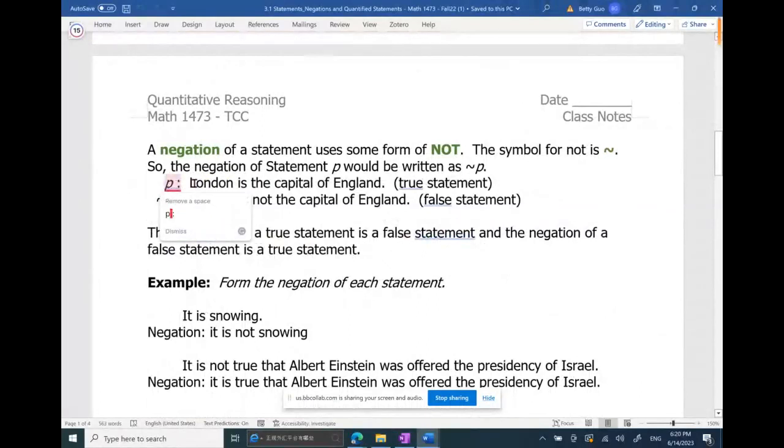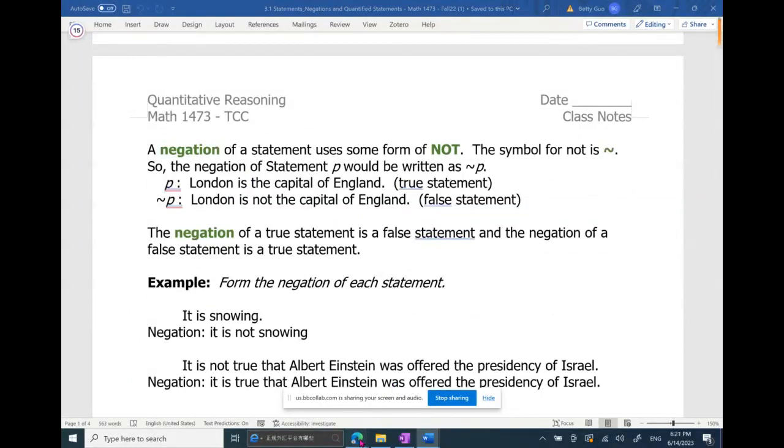So let P be the statement that London is the capital city of England. Then for not P, we put a wavy sign in front of the P, and that gives us the negation of P, which states London is not the capital city of England. So when it says not, we use negation. Negation means not. It is not true. Very good.